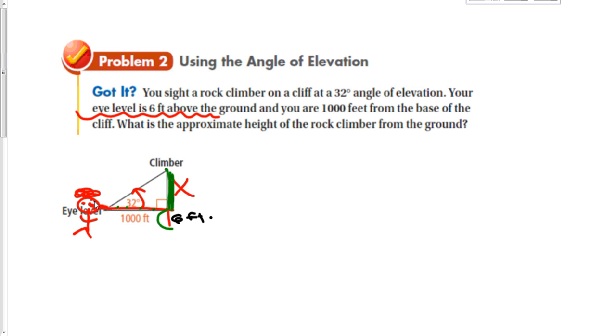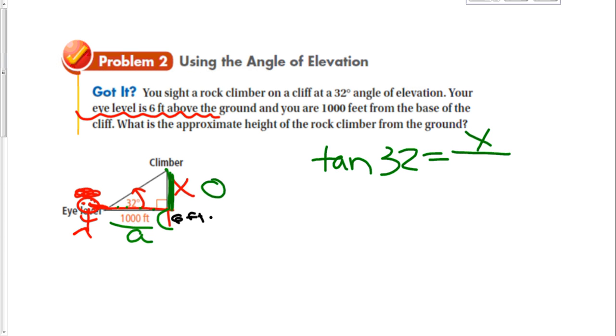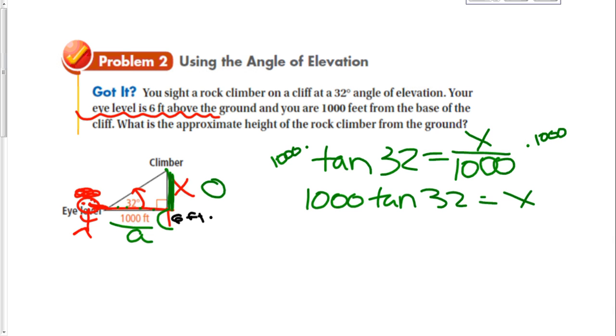So here we go. Trig. Here's my person. Here's my angle. I'm dealing with 1,000, which is my adjacent side, and my x, which is my opposite. So go back to your trig functions. SOH CAH TOA, tangent. So the tangent of 32, because that's the angle measure, equals the opposite, which is x, over the adjacent, which is 1,000. Multiply both sides by 1,000. I get 1,000 times tangent of 32, and I can type that into my handy-dandy calculator and get my answer.